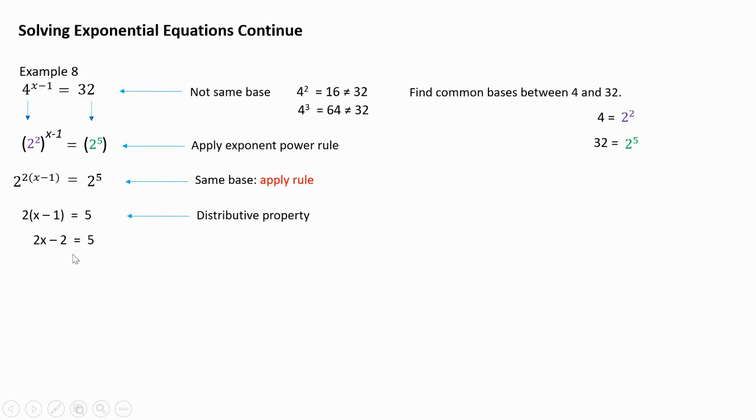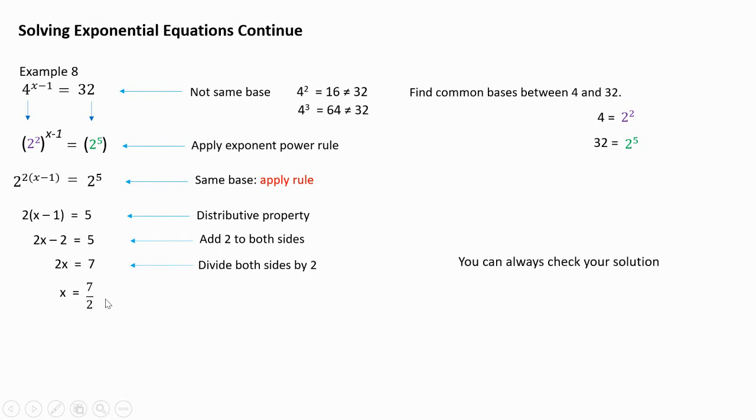So now we're solving a simple one variable equation. We're going to add 2 to both sides. If we add 2 to both sides, it'll eliminate the 2 on the left side, and 5 plus 2 is 7. Then we divide both sides by 2. x equals 7 over 2.